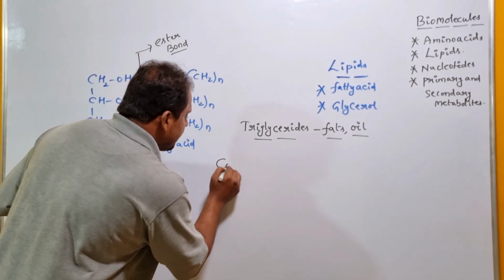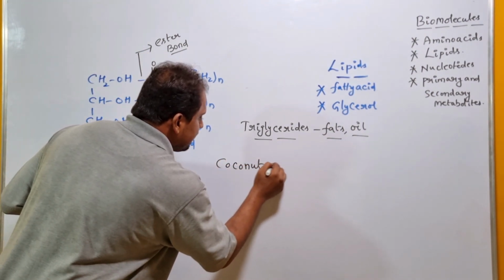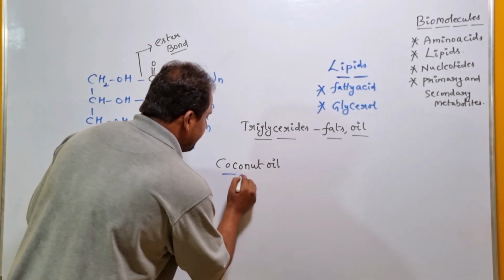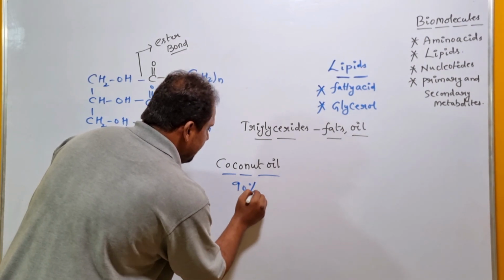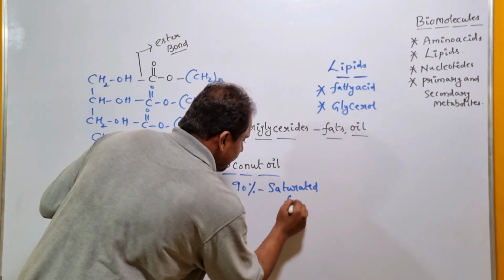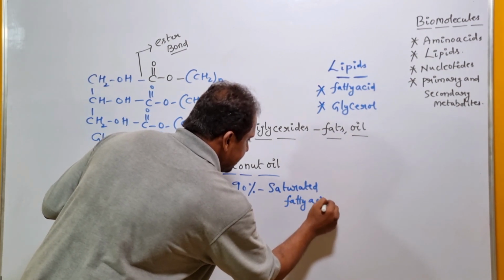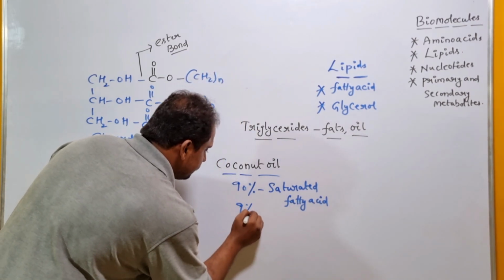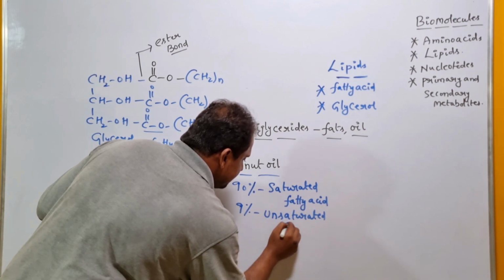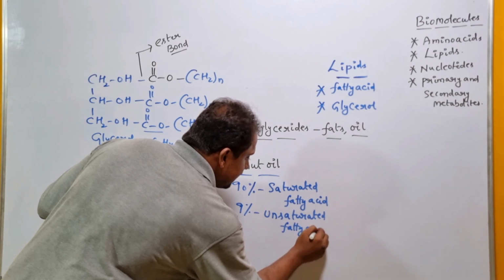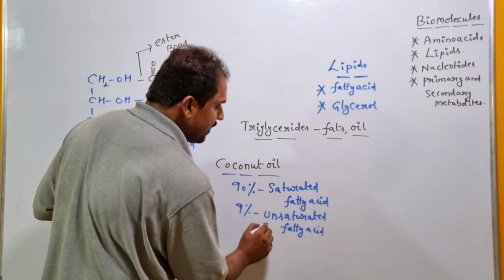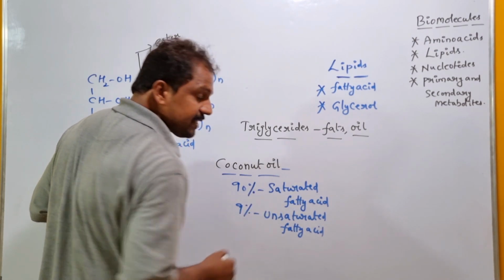In order to understand this concept, let me give you one common example. If we consider coconut oil, right? Coconut oil is composed of 90% saturated fatty acid and 9% unsaturated fatty acid. That means the concentration or proportion of saturated fatty acid is comparatively higher in comparison with the unsaturated fatty acid in case of coconut oil.